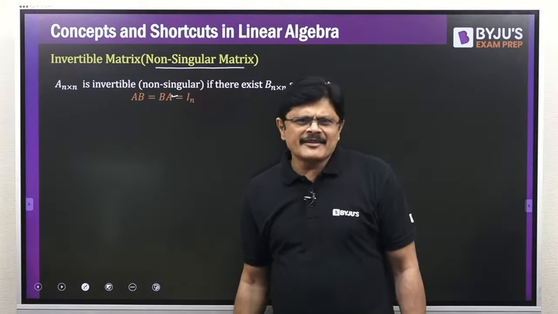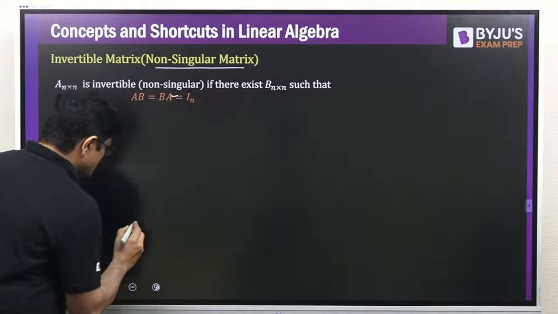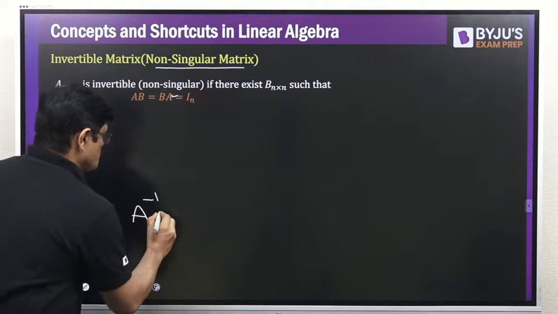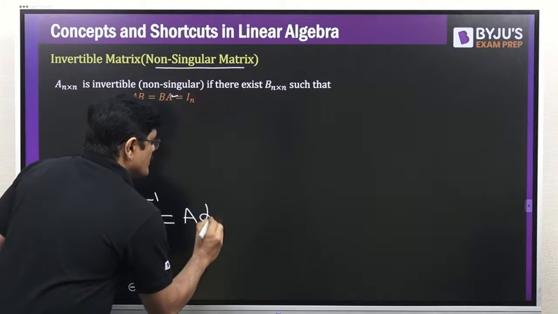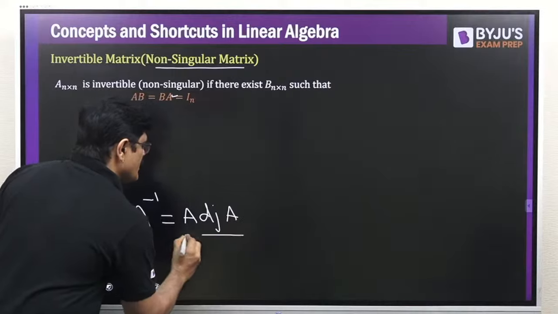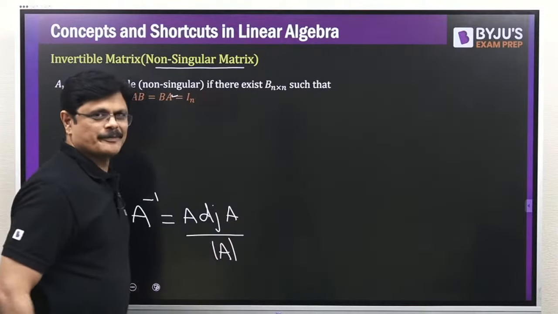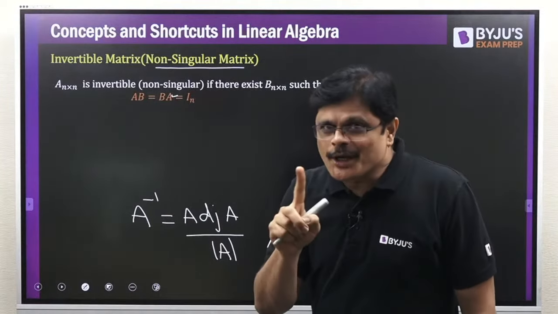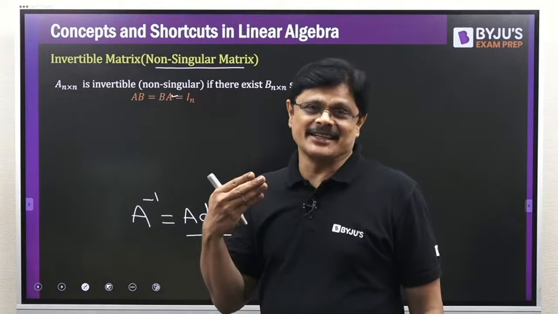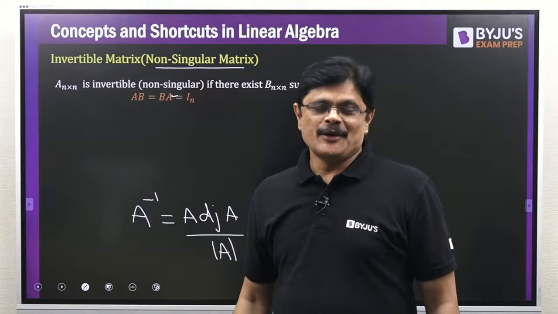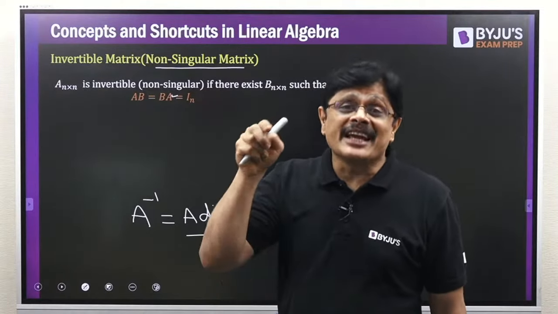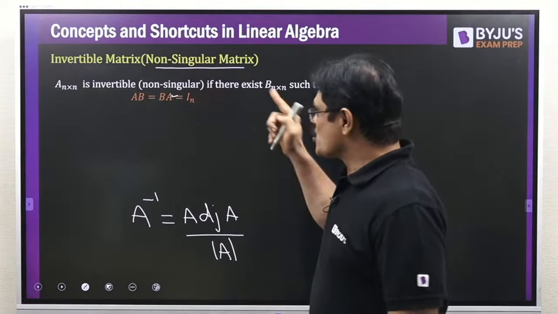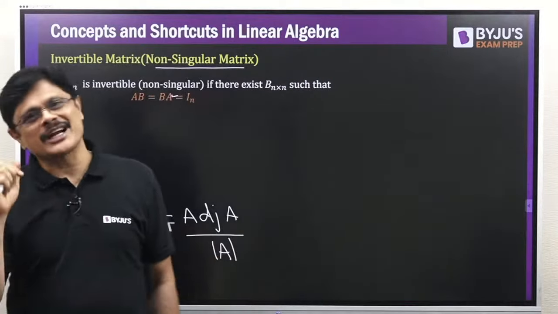See, you all know how to find A inverse. You all have done many problems. Adjoint A by det A, this is the method to find inverse. I am not talking about the method to find inverse. I am asking the definition of inverse. When can you say that a matrix is having inverse, or when you say a matrix is invertible? So that is the definition which I want to start with.